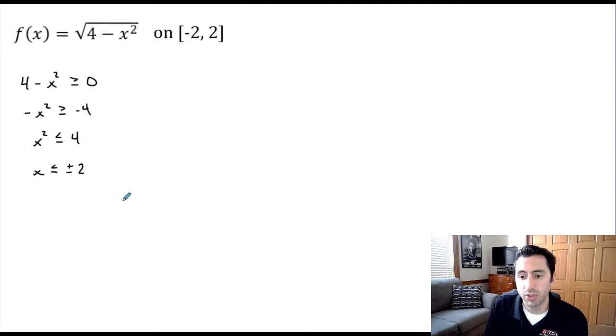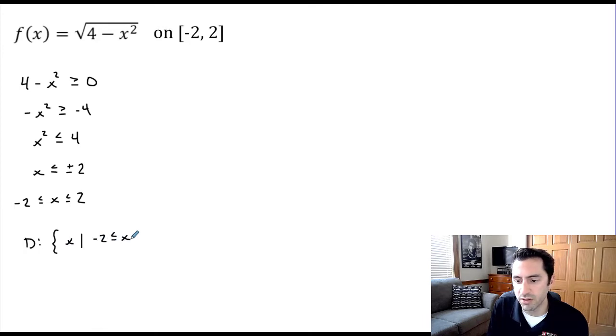Well, that plus or minus within an inequality is a little confusing written this way. So we can write that as a compound inequality instead. And I could say that x is in between -2 and 2. So my domain for my function, I'm going to write this in set builder notation. My domain is all x such that -2 is less than or equal to x, which is less than or equal to 2.